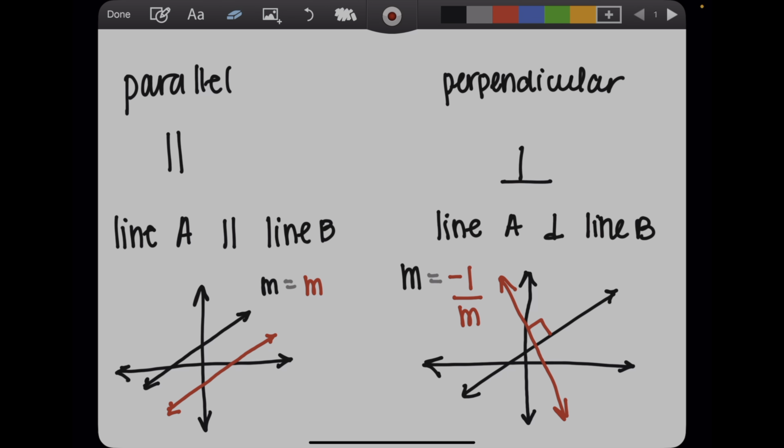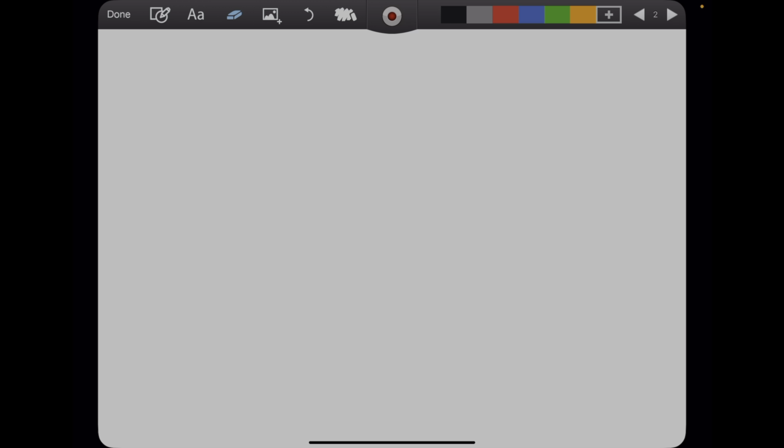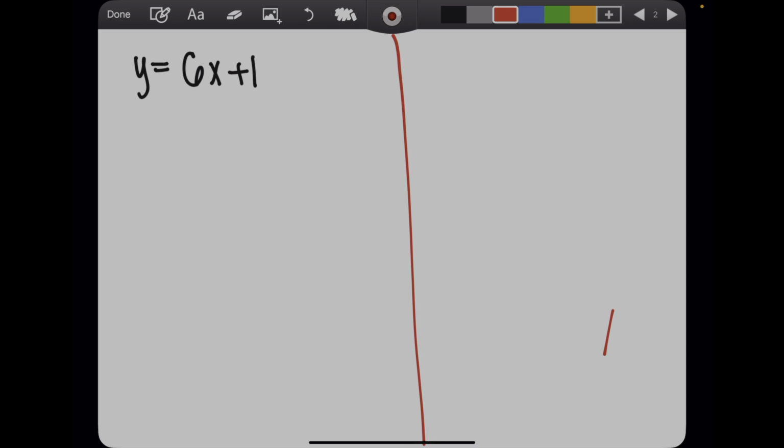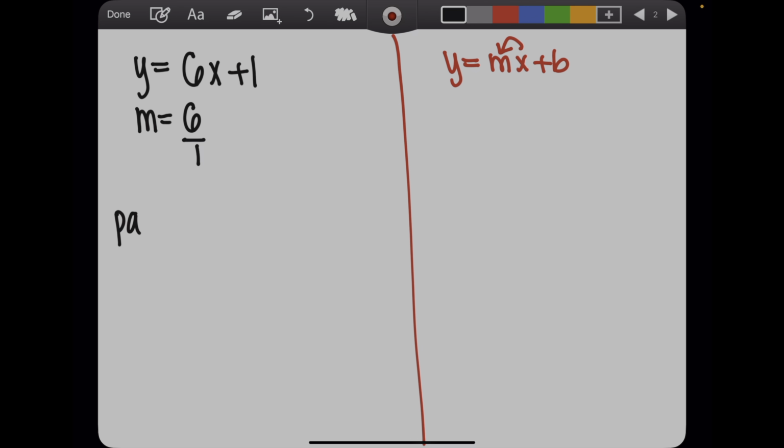Depending on the problem that we're given, we're going to do different things. So let's say we have the equation for the line y equals 6x plus 1. Let's review what this means. We have an equation given in the slope-intercept form, where the slope is going to be right next to the x. So that means that the slope for this specific line equals 6, or 6 over 1, which is essentially the same thing.